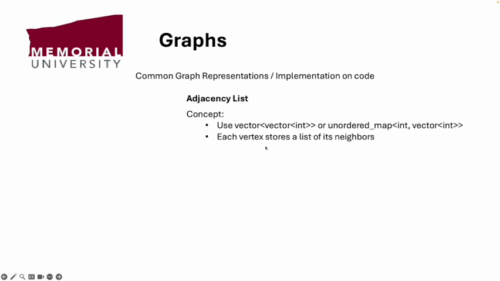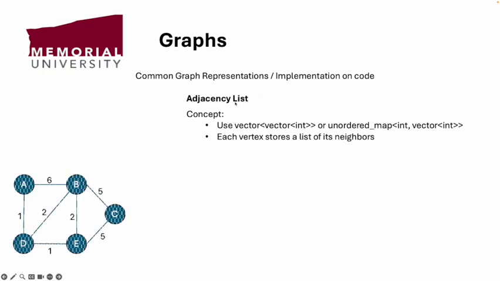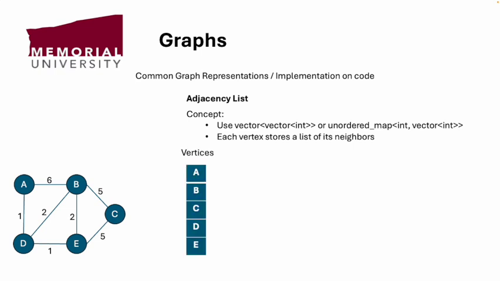Each vertex stores a list of its neighbors. We call this the adjacency list. So let's describe this with the same graph. First, we need to define the vertices. We know they are A, B, C, D, E, right?